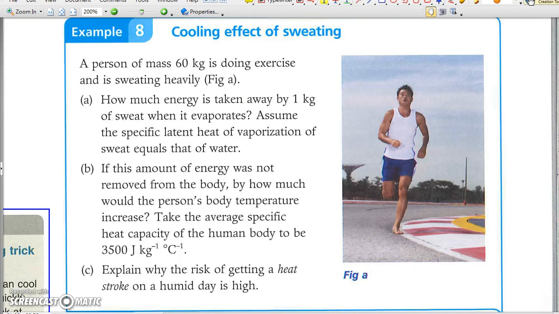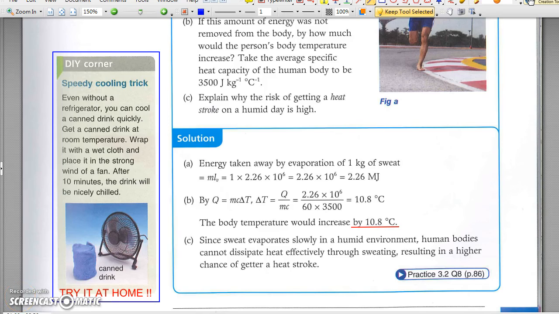Example 8. Cooling effect of sweating. Sweating is important to regulate body temperature. 1 kilogram of sweat can lower the body temperature by about 11 degrees Celsius. Without sweating, or if the humidity is high, a sportsman can easily get a heat stroke when his body temperature rises too much. By the way, sweat evaporates without increasing temperature.